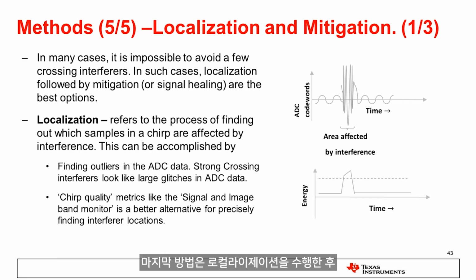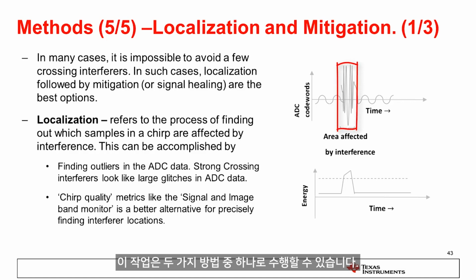The final method involves localization followed by mitigation. In many cases, it is impossible to avoid a few crossing interferers, no matter what kind of randomization or dithering is performed. In such cases, localization followed by mitigation or signal healing is the best option. Localization refers to the process of finding out which samples in a chirp are affected by interference. This can be accomplished in one of two ways.